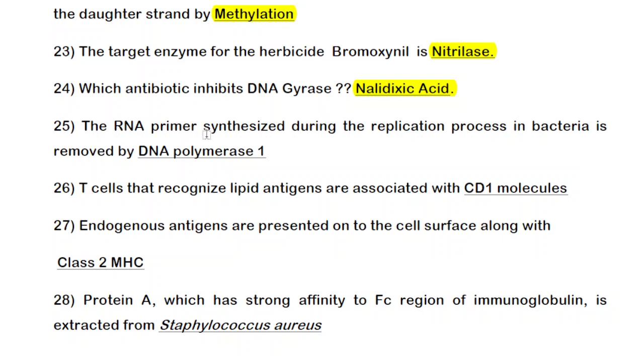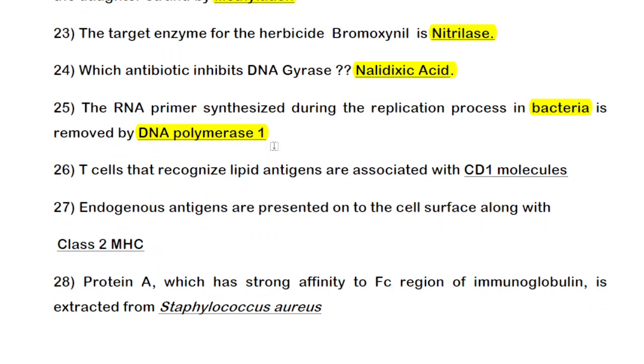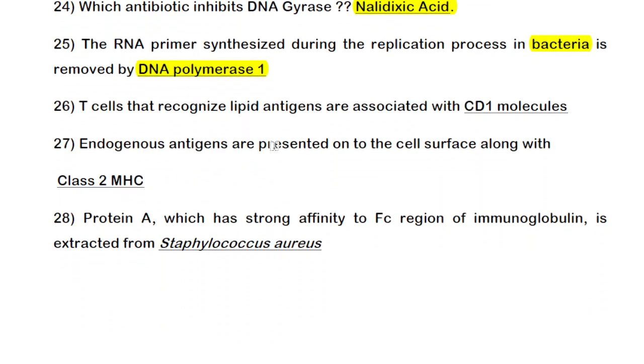25th question, the RNA primer synthesized during the process of replication in bacteria. So you need to know whether they are asking about bacteria or eukaryote. In bacteria it is removed by DNA polymerase 1. What about in eukaryotes? In eukaryotes the RNA primer is removed by which enzyme? You need to tell me.